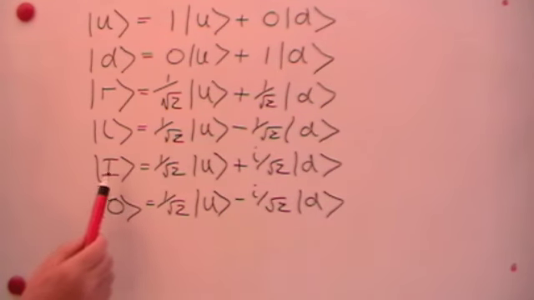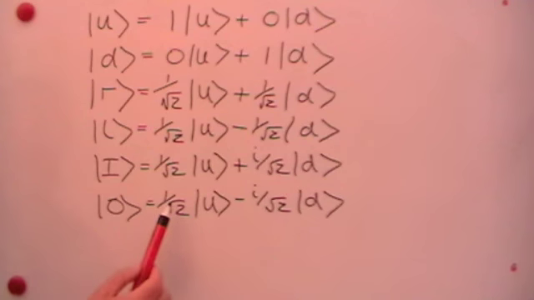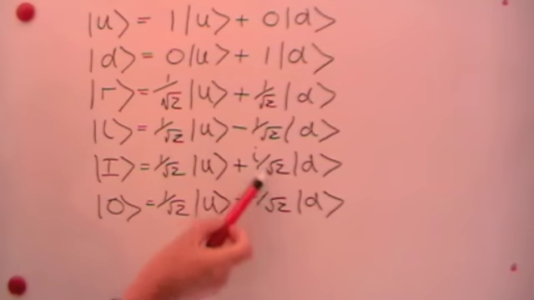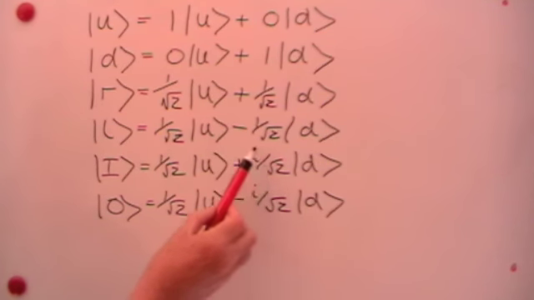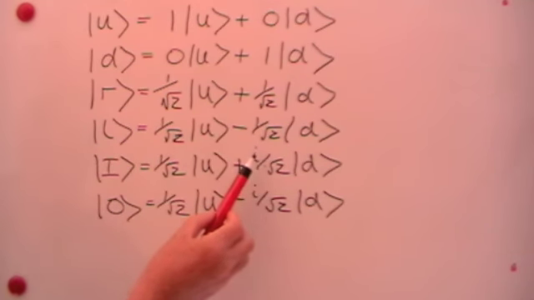The in state can be represented as 1 over root 2 up plus i over root 2 down. And the out state is represented as 1 over root 2 up minus i over root 2 down. And remember, for these two states, where you've got imaginary terms, when you square them, you always have to multiply by the complex conjugate. So this is i over root 2, the probability would be i over root 2 times minus i over root 2, which is, of course, minus i squared over 2, and minus i squared is 1.